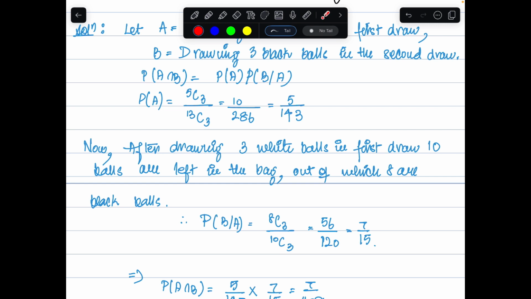And what I am supposed to pick? Black balls, 3 black balls out of 8. So this is what we are doing. The same concept is being used, but I am not using that actual formula where I have to put the probability and probability thing.